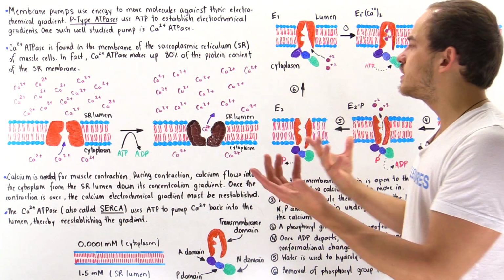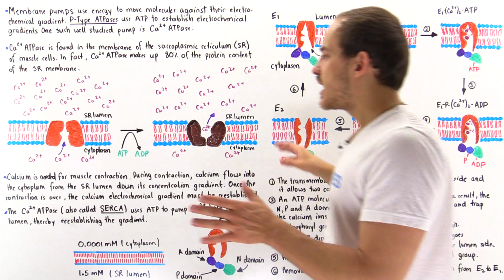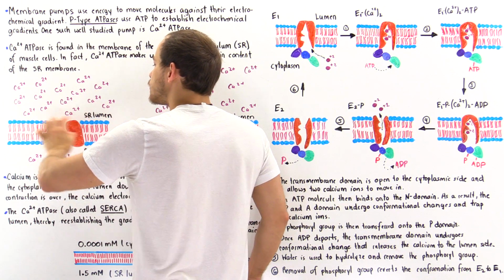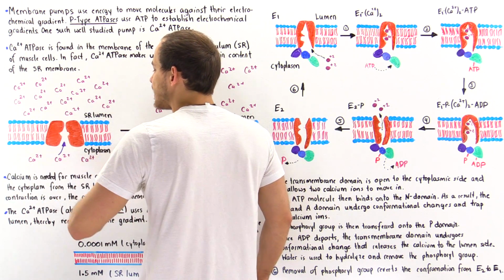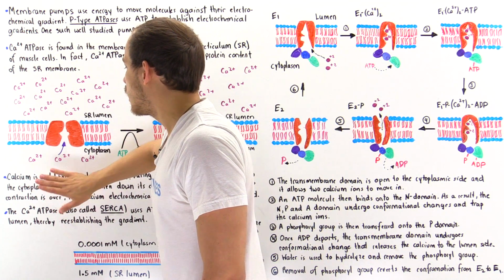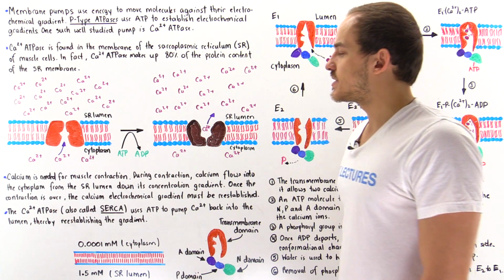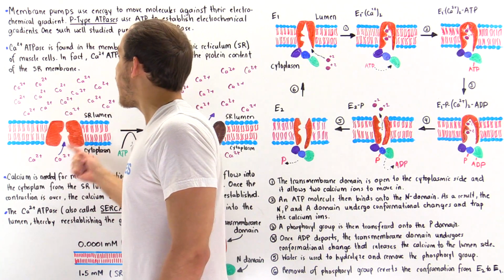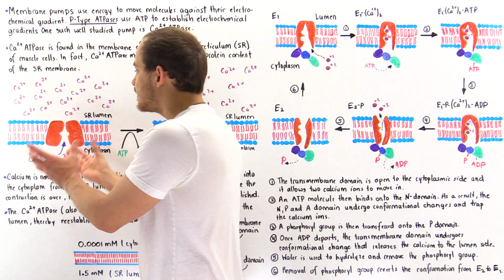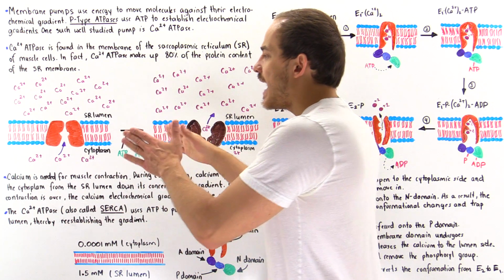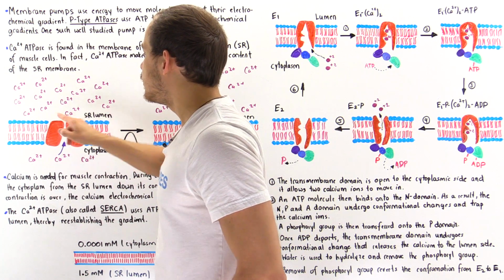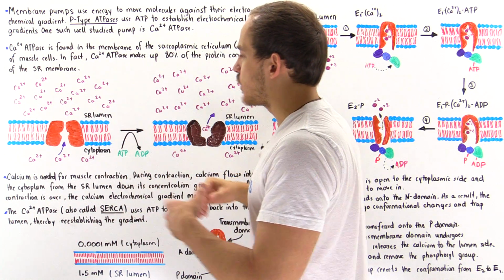So let's begin with the general diagram, and then let's look at the specifics. This is the lumen of the sarcoplasmic reticulum. This is the membrane of the sarcoplasmic reticulum, and this is the cytoplasm of the muscle cell. So we have a high concentration of calcium on the lumen side and a low concentration on the cytoplasmic side. This is our P-type ATPase, in this case the calcium ATPase. And notice it exists in a specific type of conformation, which allows the movement of these calcium ions into this region of that transmembrane protein.